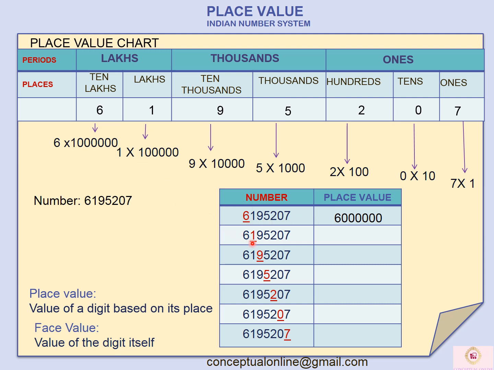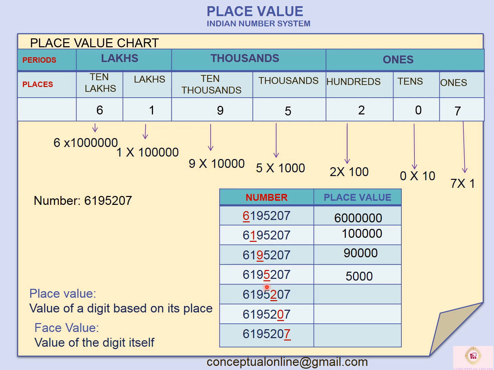And now in order to calculate 1, we need to see in which position 1 is. It's in the lakhs place. Lakhs is written as 1 followed by 5 zeros. When you multiply 1 with 1 lakh, we should write it as 1 followed by 5 zeros. Similar way, 9 in 10,000's place, 9 into 10,000, 10,000 will have 1 followed by 4 zeros. So 9 in this place will have a place value of 90,000.